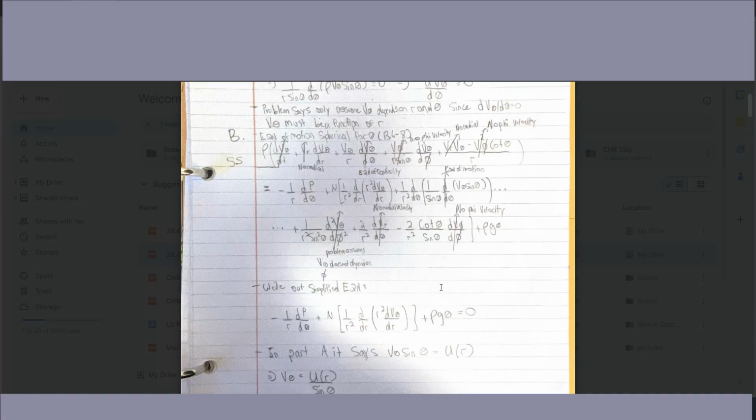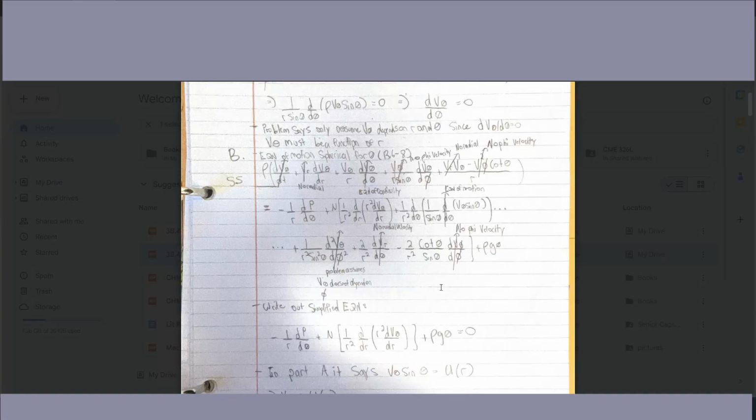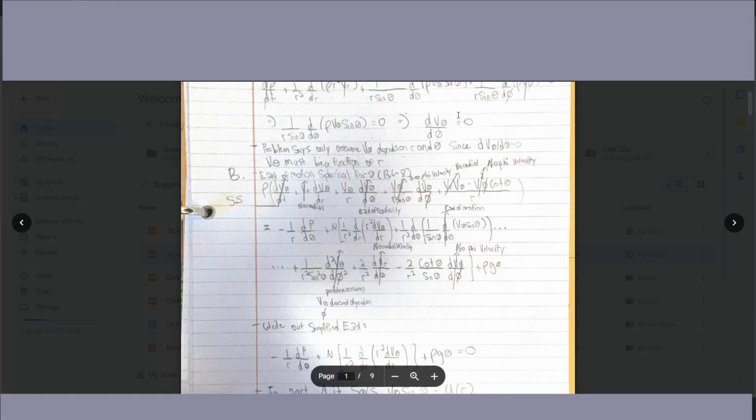Yeah, I think you do. You do cross that out, because this whole equation equals 0, so you can say this equals 0. Cross this out because, again, v theta does not depend on phi. Cross out this because there's no radial velocity. Cross out this because, again, no v phi.